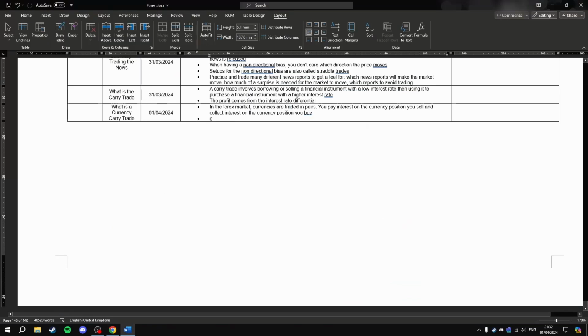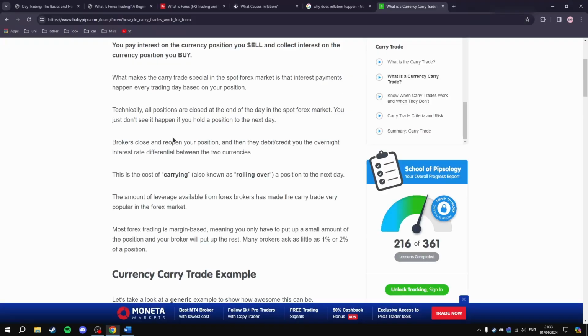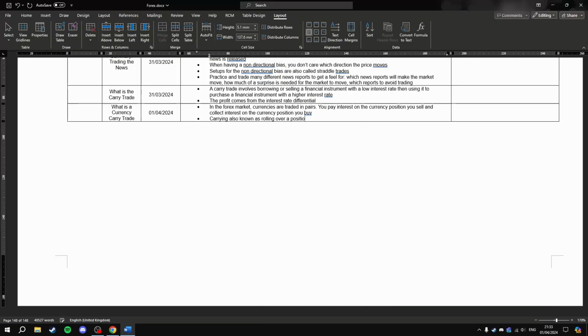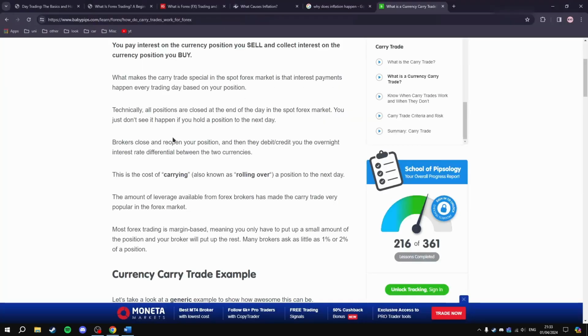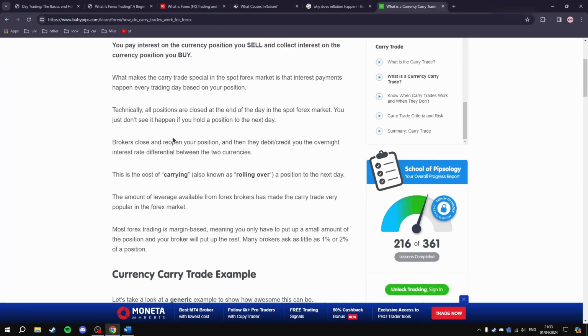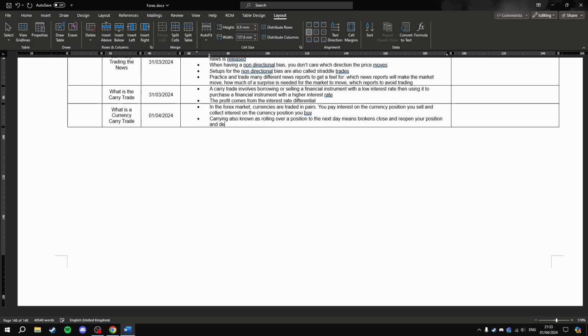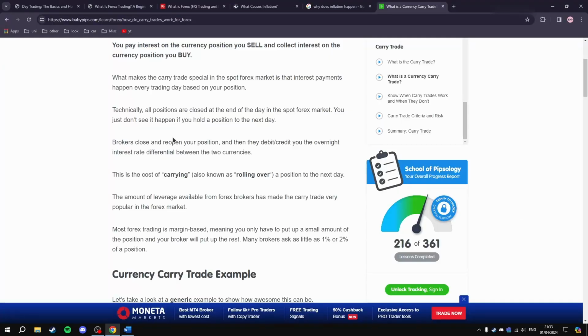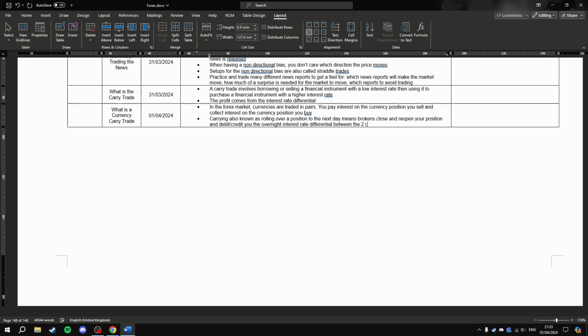So, carrying, also known as rolling over a position to the next day, means brokers close and reopen your position and debit/credit you the overnight interest rate differential between the two currencies.